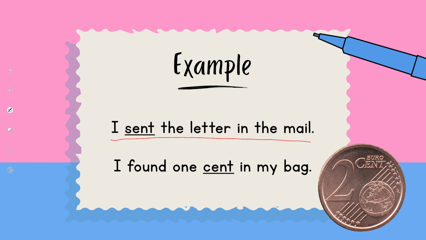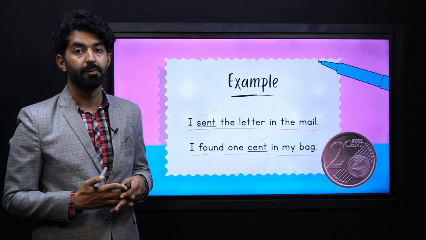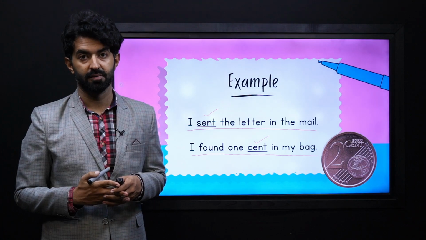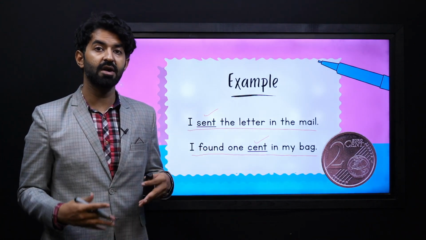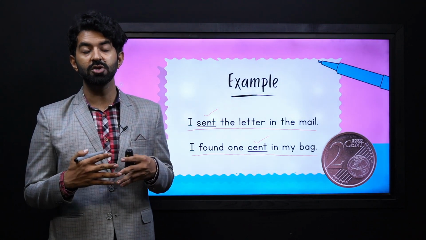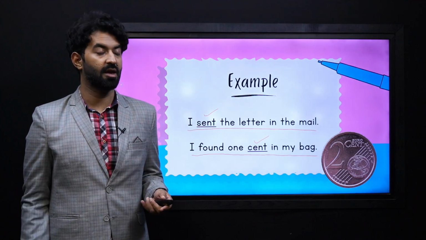And the second one is, I found 1 cent in my bag. Now cent and sent, they are sounding the same, having different spellings and different meanings, and these two are homophones. Now these two words have a relation. Homophones have a relation because they are sounding the same.